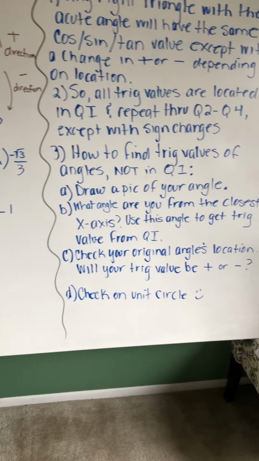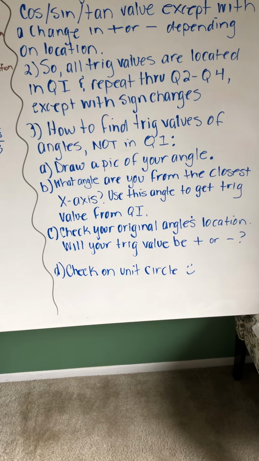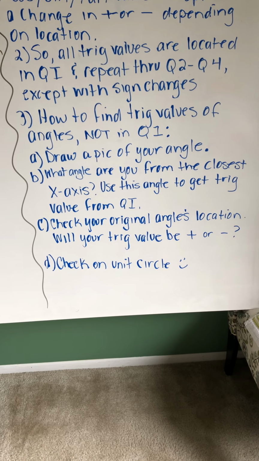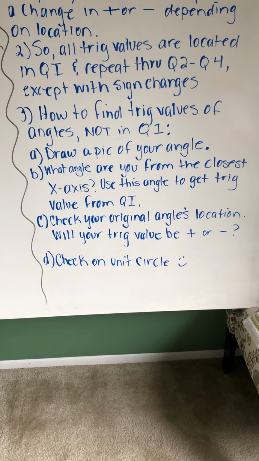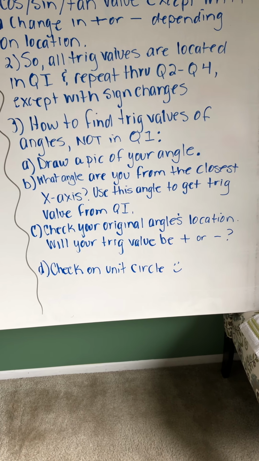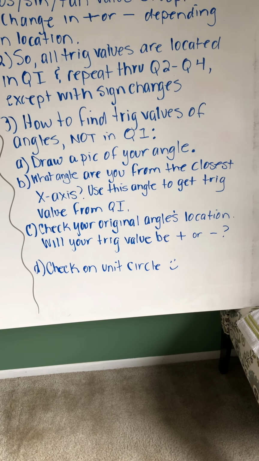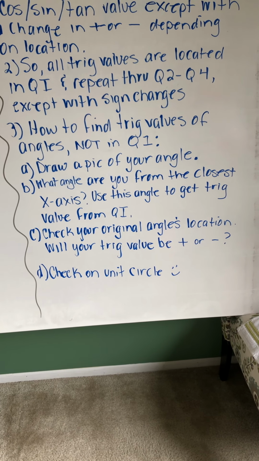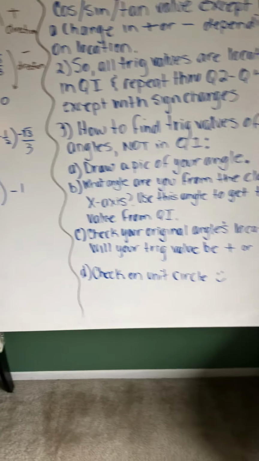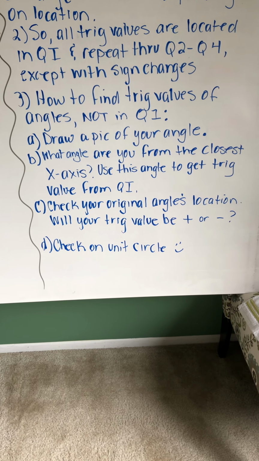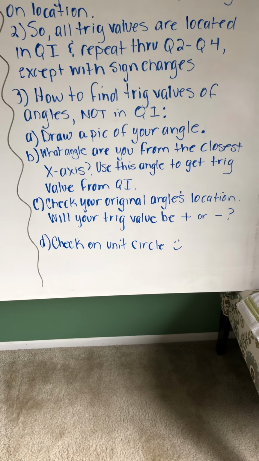So here's the actual work they're having you do on Khan Academy. How do you find trig values of angles then on your own that are not in quadrant 1? A, I'm just going to go through this list and we're going to do it 3 times. A, draw a picture of your angle. So we're going to do that first. Once you do that, take a look at it, and what angle are you from the closest x-axis? Use this angle to get the trig value from quadrant 1. So we're not in quadrant 1, but that's where all the values come from. And then I'm just going to check my original angle's location, and will my trig value be positive or negative based on my location, and we'll check on the unit circle.